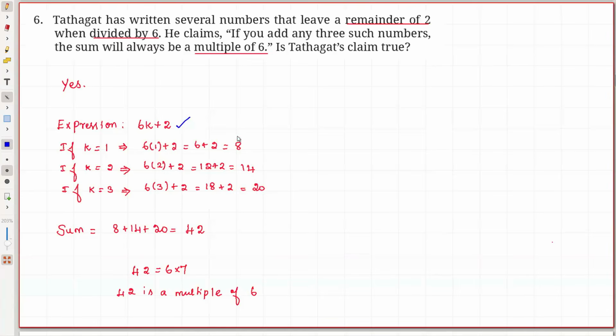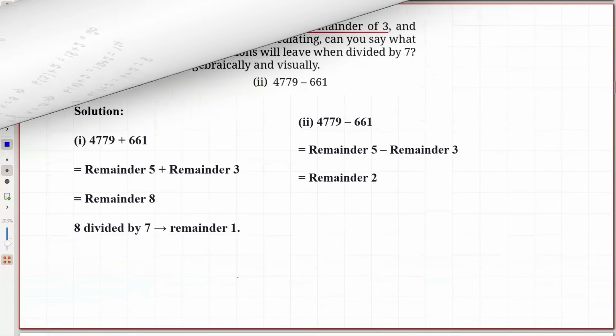Okay, the sum of the numbers 8 plus 14 plus 20, we are getting as 42. Adding 3 numbers, I am getting 42. Now 42 is a multiple of 6. Yes, 6 sevens are 42. So the answer is yes.